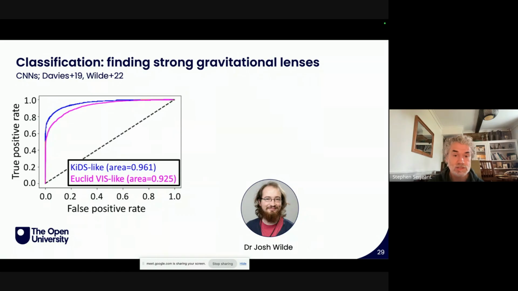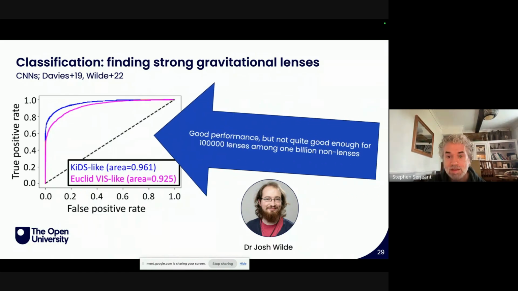So if you choose a false positive rate of, I don't know, 0.1, you can see that you're getting 80% of the real gravitational lenses there. So that's good. So the network is doing something useful. So it's good performance, but it's not quite good enough for finding 10 to the 5 lenses, 100,000 lenses among 1 billion non-lenses.